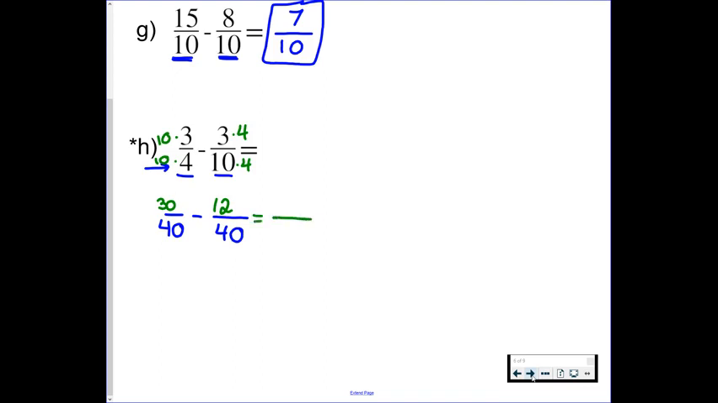Now that the denominators are the same, we can subtract the top. 30 minus 12 is 18. And keep the bottom the same of 40. Now, let's reduce that fraction because we can. I'm going to divide both the top and the bottom by 2 to make 9 over 20. So that's how you add and subtract fractions. Just some review for you.